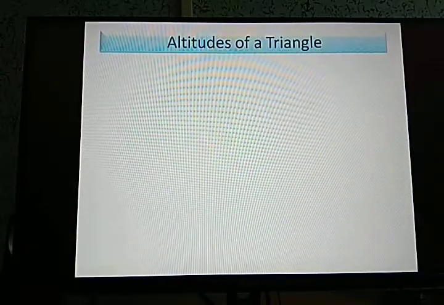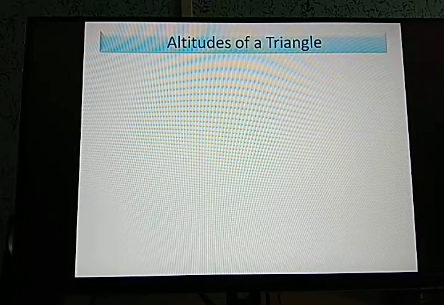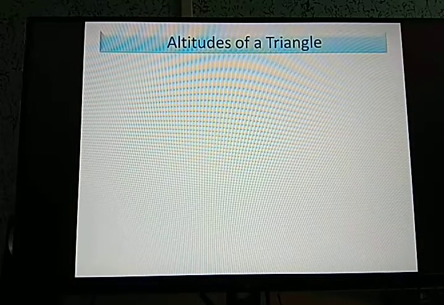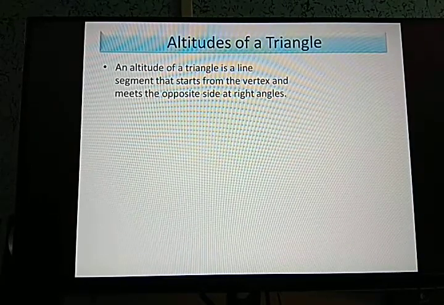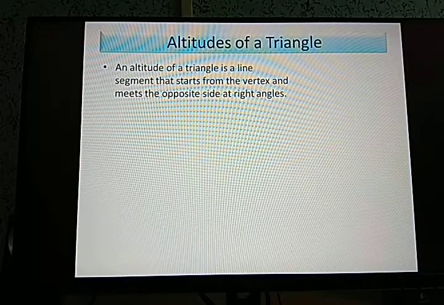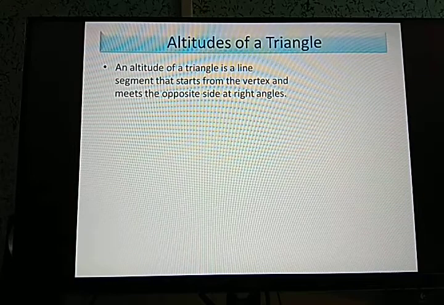Now moving on to the next topic, altitudes of a triangle. What do we mean by altitudes? Let us see. An altitude of a triangle is a line segment that starts from the vertex and meets the opposite side at right angles. It is similar to a median. The only thing is that it will form right angles. So let us see.